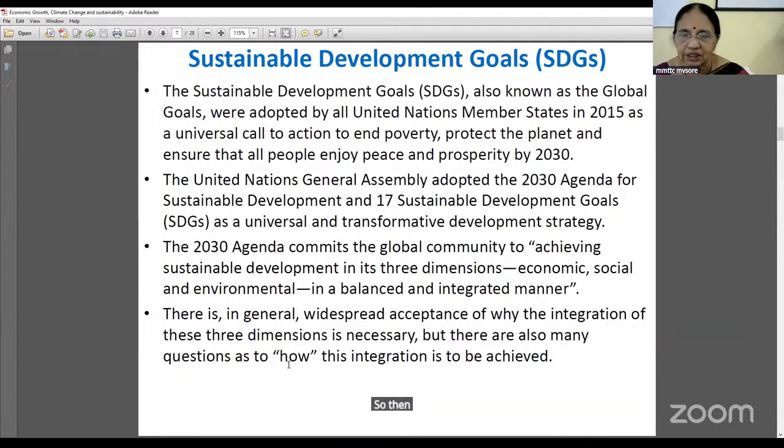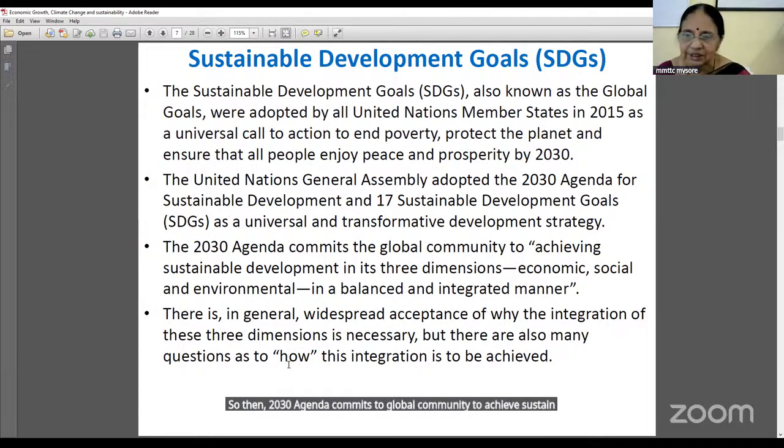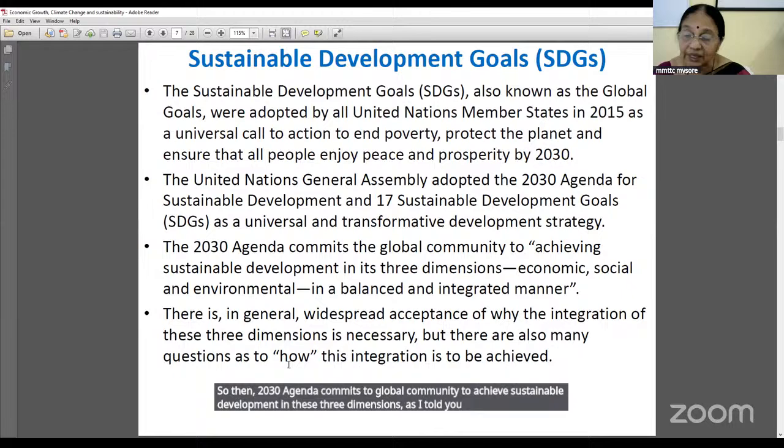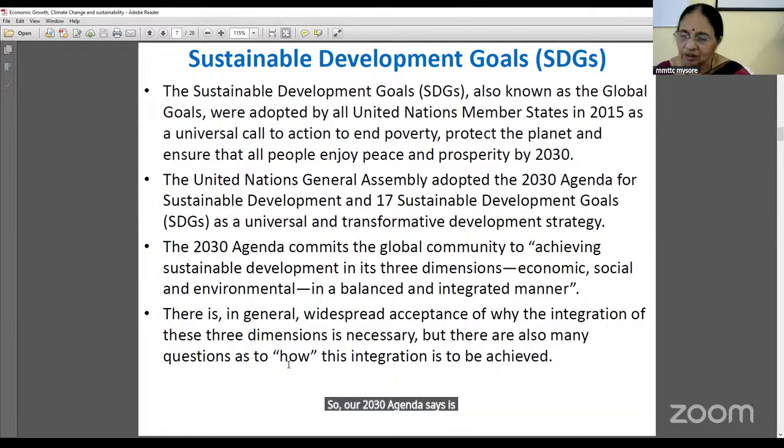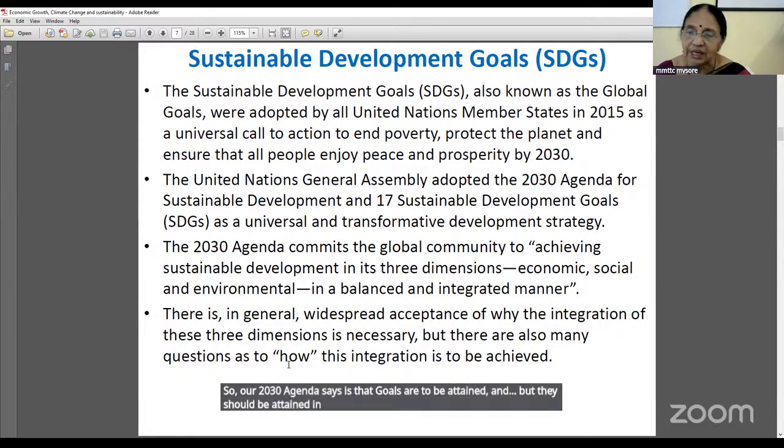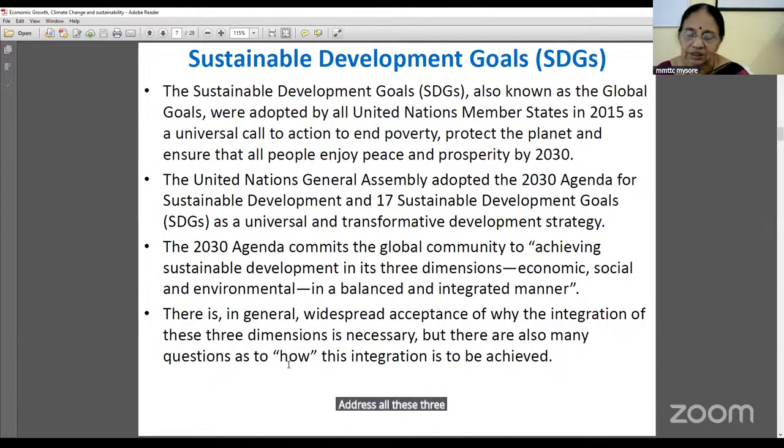So the 2030 Agenda commits the global community to achieve sustainable development in these three dimensions, as I told you, in a balanced and integrated manner. What the 2030 Agenda says is that goals are to be attained, but they should be attained in a balanced and integrated manner. It is not that you attain only environmental development. It is not that you focus only on social development. It is important to address all these three dimensions in a balanced and integrated manner. You can't leave anything by itself.